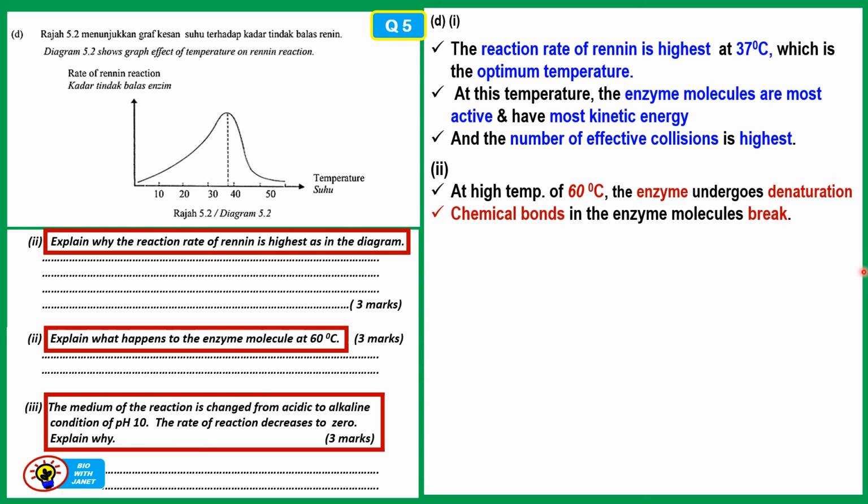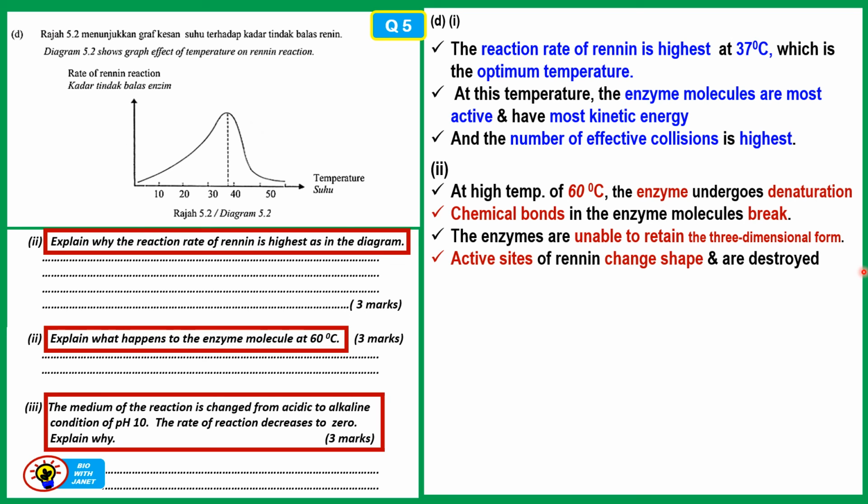The bonds will break because of the high heat. The enzymes are unable to retain the 3-dimensional form. Thus, the active sites of enzymes will change shape and they are destroyed. Thus, the substrate does not complement the active site of the enzymes anymore, and less or no enzyme substrate complexes are formed. Thus, the reaction doesn't occur, or there are fewer reactions. Okay, so these are the 5 points, and you can mention 3 of them to get 3 marks.